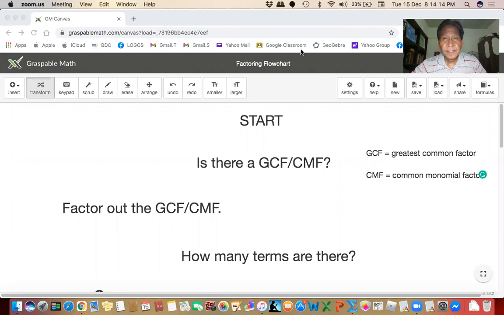Hi, this is a flow chart for factoring polynomials. In a previous lesson, we discussed how to get the greatest common factor or the common monomial factor. So we'll just cover that here in brief, but we'll continue with the flow chart. It's important to remember the first step, which is factoring out the GCF or the common monomial factor.